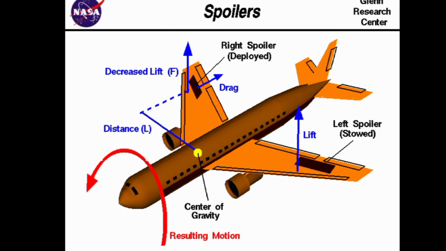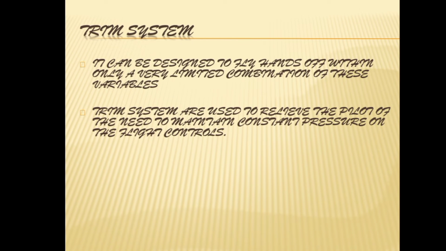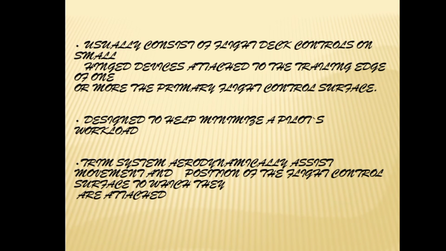Trim system. An aircraft can be designed to fly hands off within only a very limited combination of these variables. Trim systems are used to relieve the pilot of the need to maintain constant pressure on the flight controls. They usually consist of flight deck controls and small hinged devices attached to the trailing edge of one or more of the primary flight control surfaces, designed to help minimize a pilot's workload.